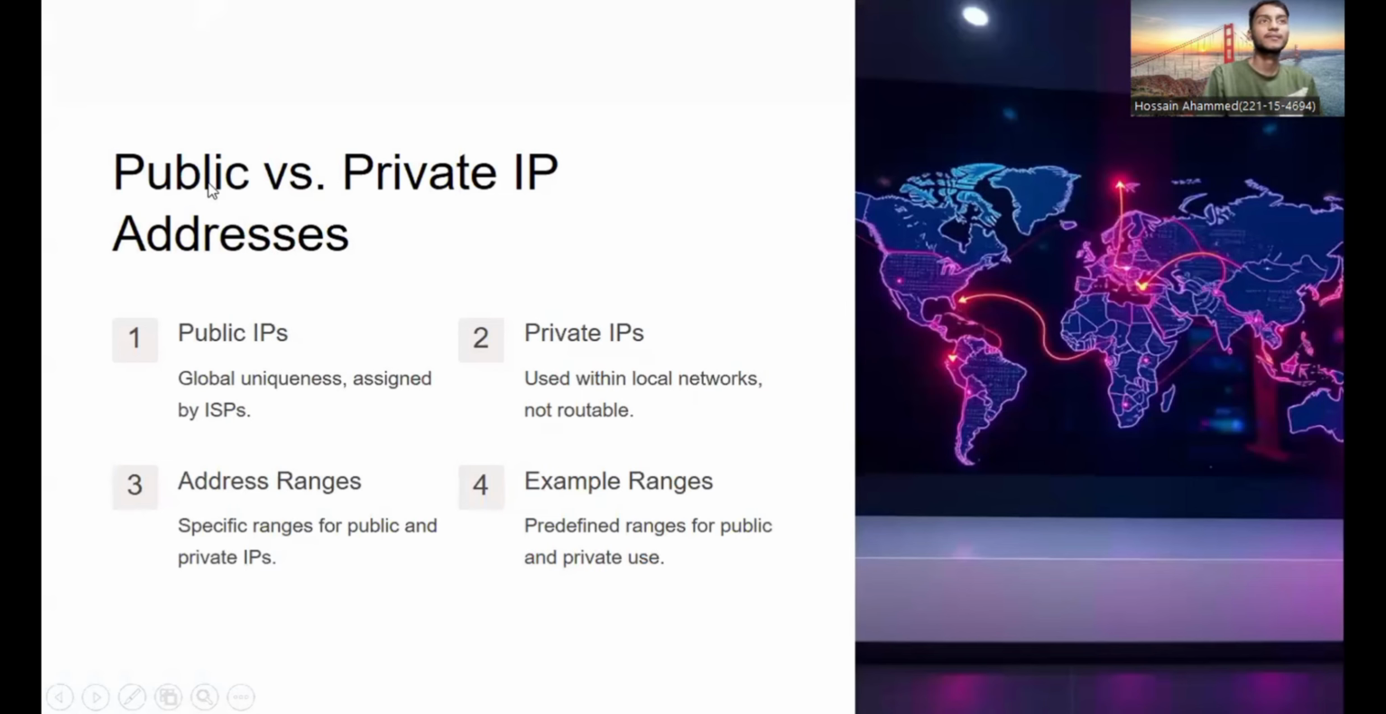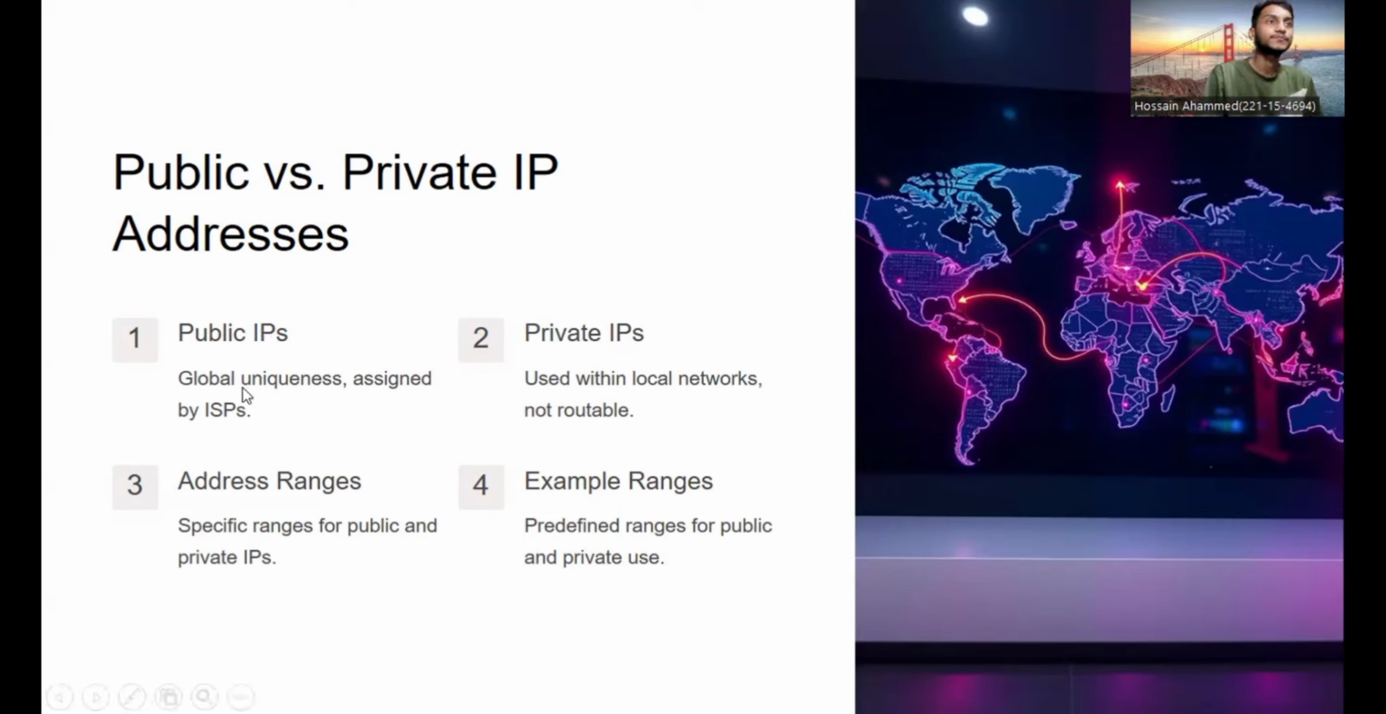Public versus private IP. A public IP is one that people can use, but a private IP address some people cannot use. Only certain people can use this private IP, those who are given access to these networks.